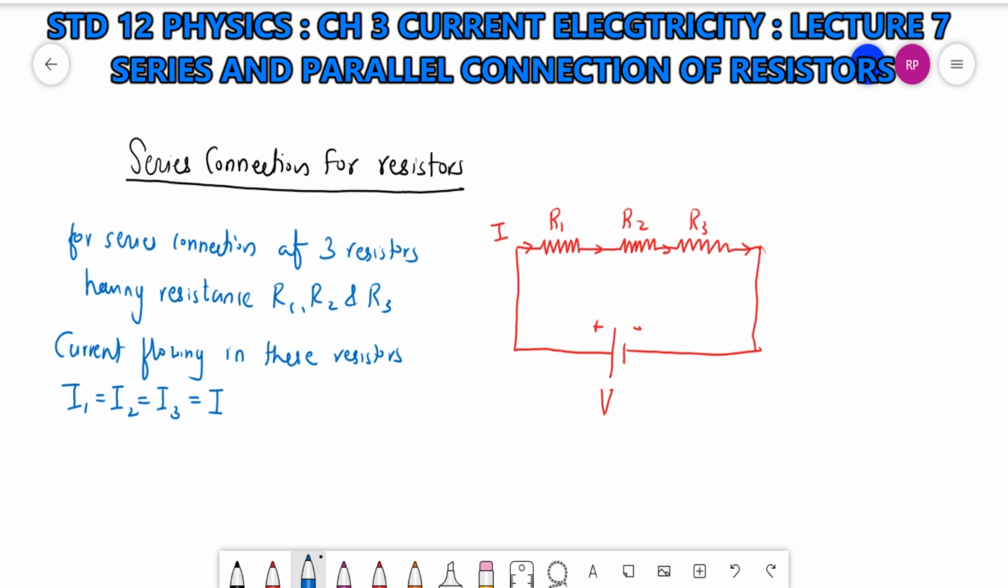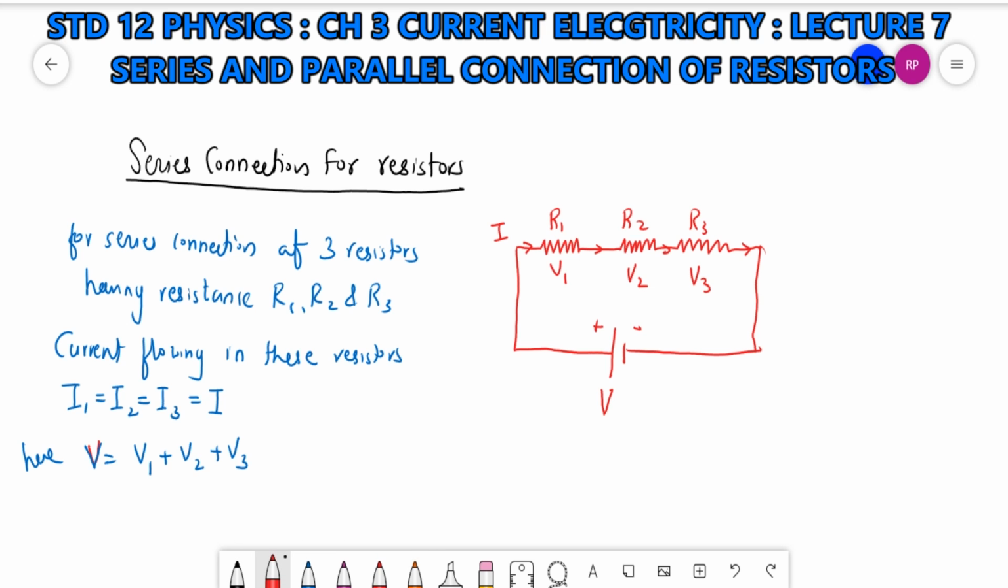Now it is connected to a battery of V volt. So the potential drop in the resistor R1 will be V1, the potential drop at R2 will be V2, and the potential drop at R3 will be equal to V3. And the total voltage V will be equal to V1 plus V2 plus V3. Clear?